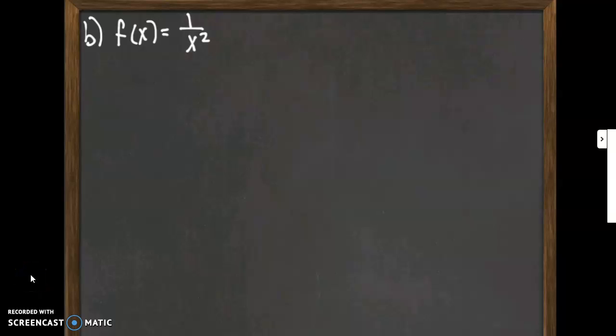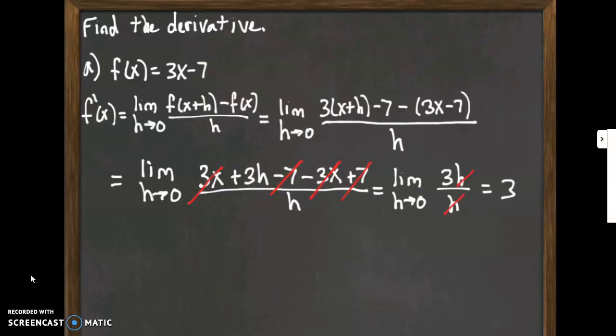So now we turn to a problem that's a little bit more involved. f of x equals 1 over x squared. And again, we want to find the derivative. Remember from our previous formula problem that the derivative is the limit as h goes to 0 of f of x plus h minus f of x, all over h.